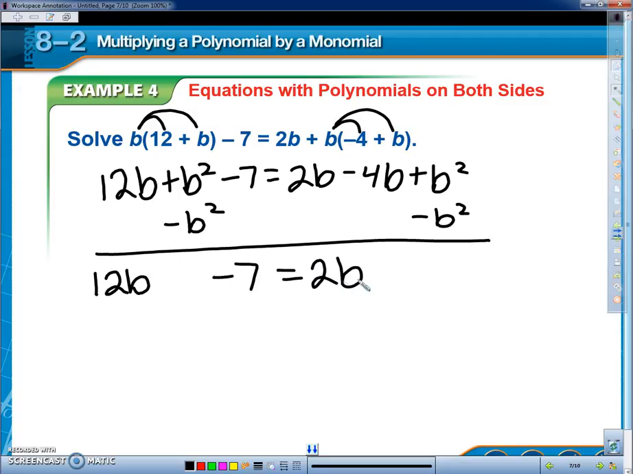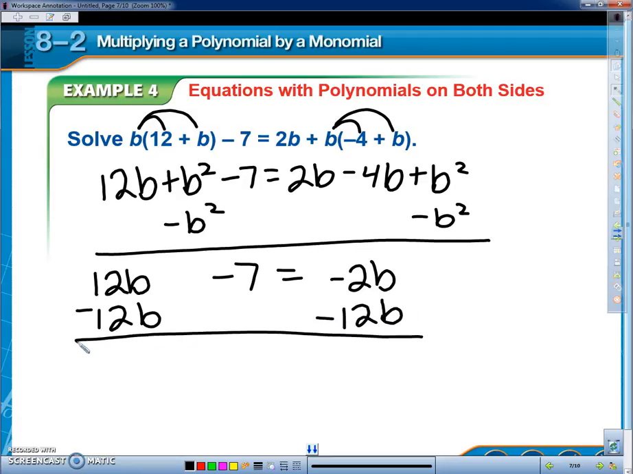Now I've got 2b minus 4b. Oh, I can combine these. 2b and negative 4b equals negative 2b. All right, so there we go. So now I'm looking at this and I'm saying, okay, I might be able to solve this thing now. So let's see what we can do. What if I subtracted 12b and I subtracted 12b? All right, and I've got negative 7 equals negative 14b.